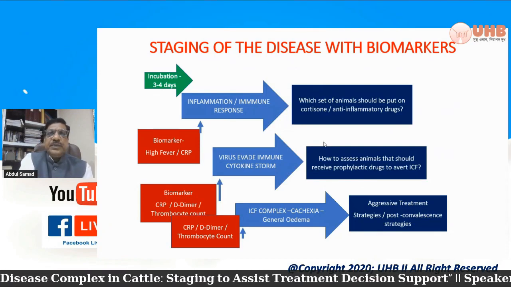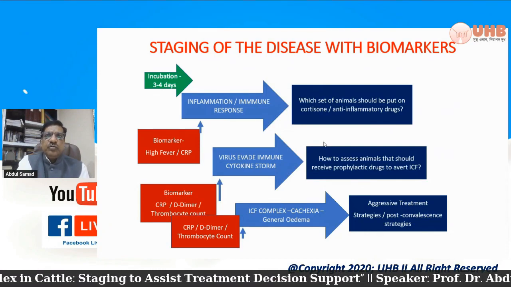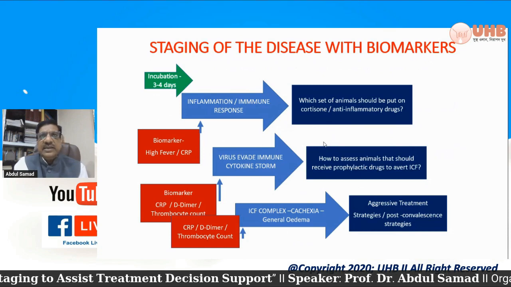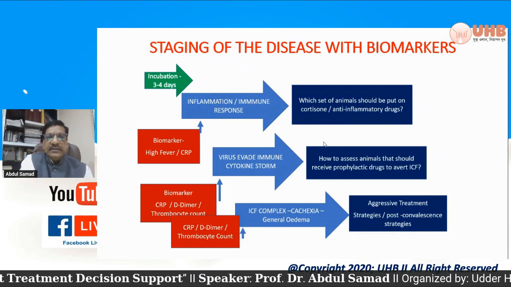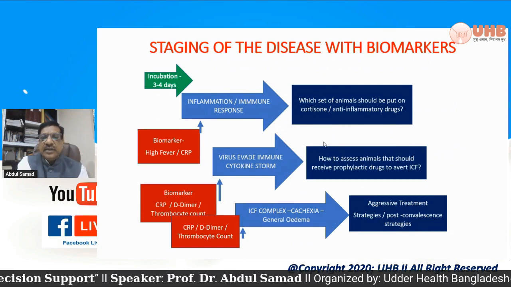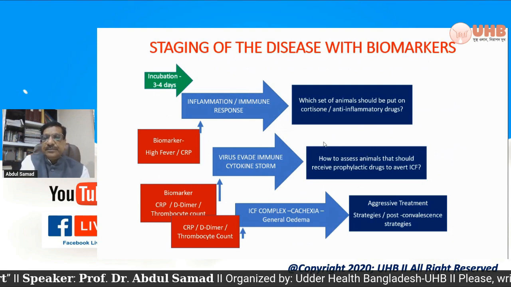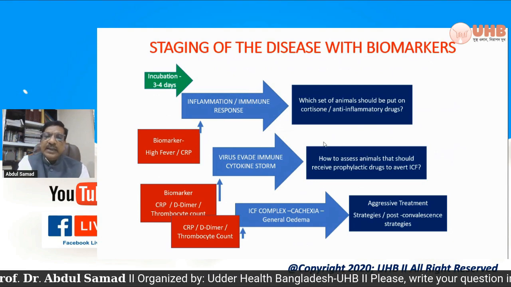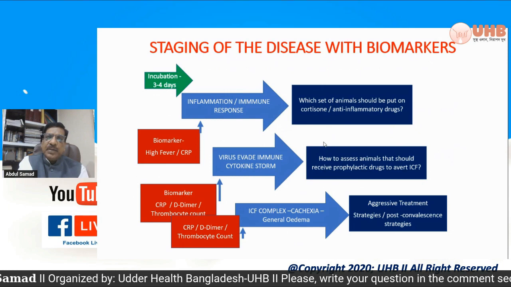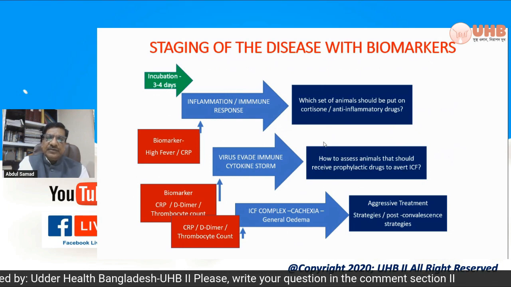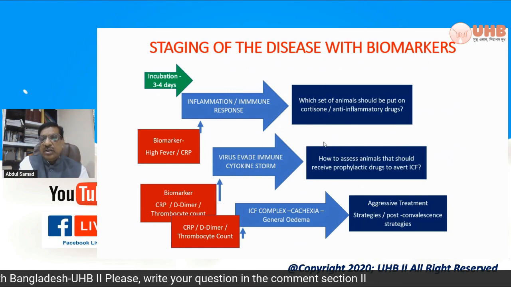Now, the incubation period is around 3 to 4 days. Of course, this will depend on the immunological status of the animal. And this is the stage we call inflammation and immune response. It's the first stage. So you need to identify whether a particular animal is in the first immune response stage or not.